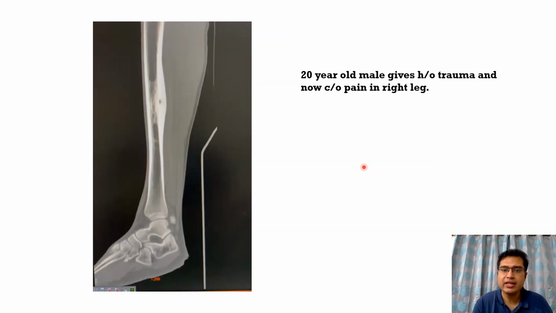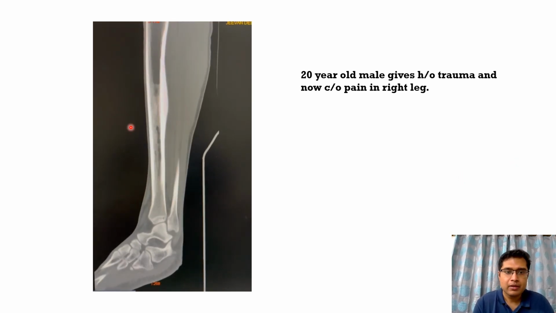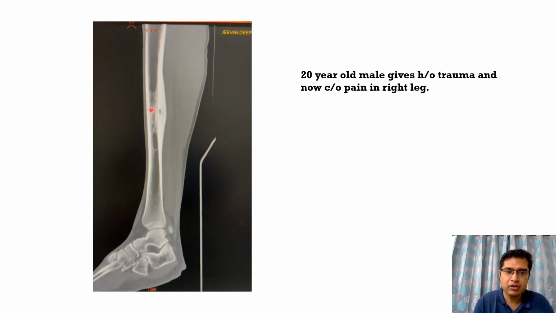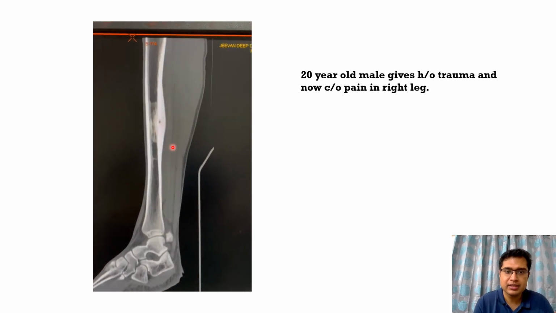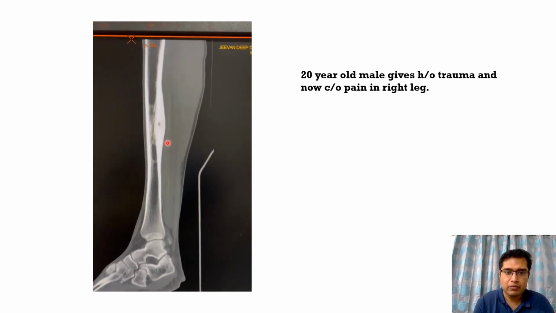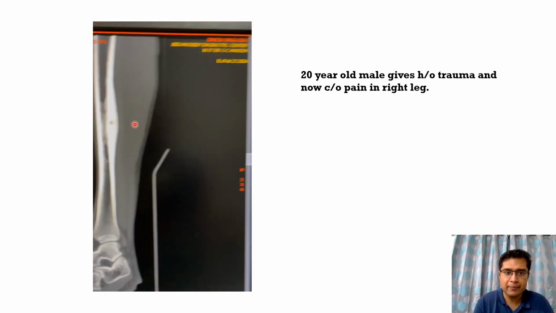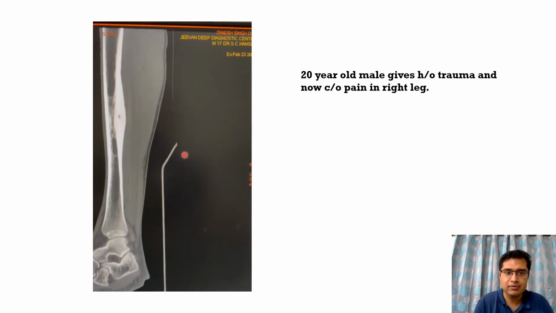So coming to our next case, here we have a 20-year-old male who gives a history of trauma and now complains of pain in the right leg. These patients usually give such a history of trauma. Here we can see in the posterior aspect of the tibia and the mid diaphysis, there is extensive cortical thickening with a lucent nidus. There is some hyperdensity within the medullary cavity as well.